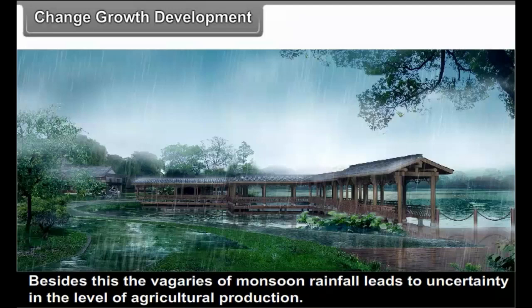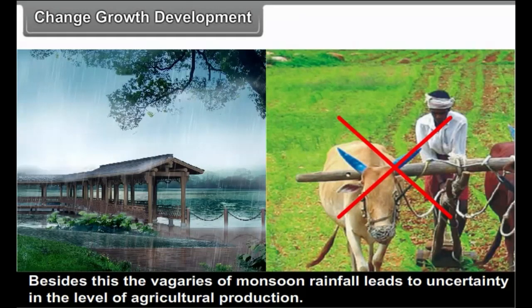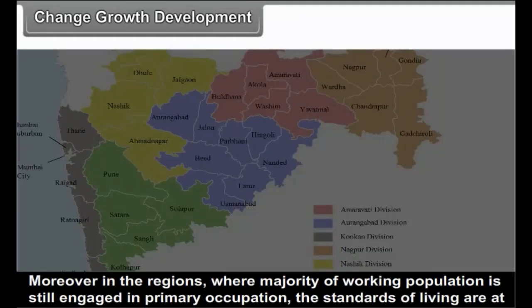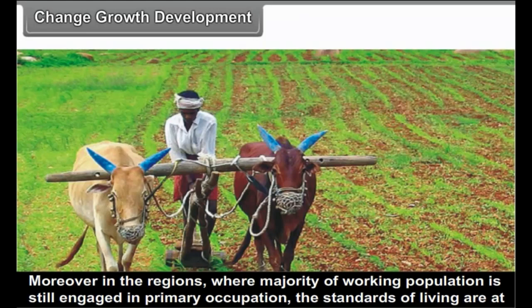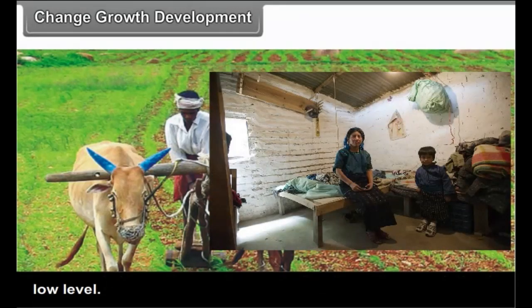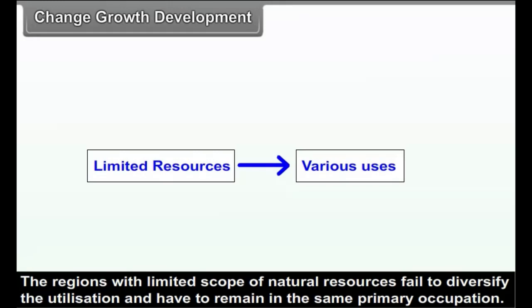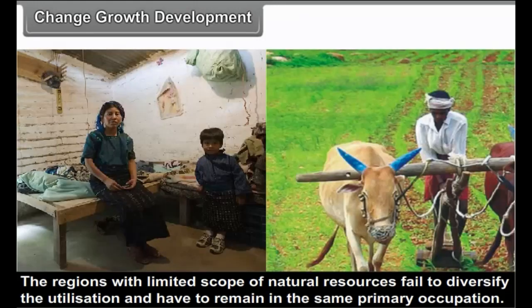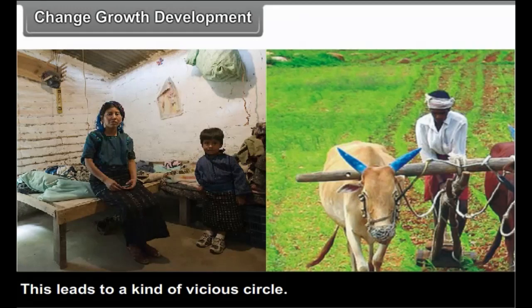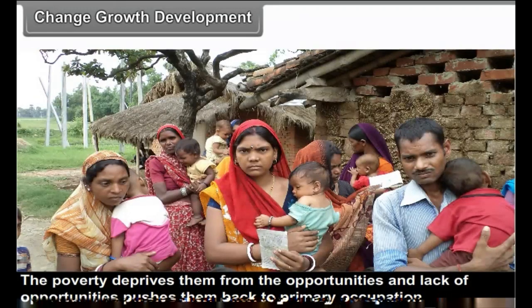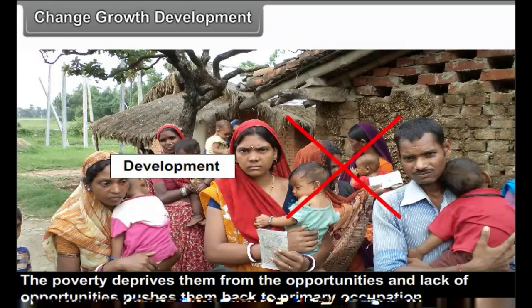Besides this, the vagaries of monsoon rainfall lead to uncertainty in the level of agricultural production. Moreover, in the regions where majority of working population is still engaged in primary occupation, the standards of living are at low level. The regions with limited scope of natural resources fail to diversify the utilization and have to remain in the same primary occupation. This leads to a kind of a vicious circle. The poverty deprives them from the opportunities, and lack of opportunities pushes them back to primary occupation.